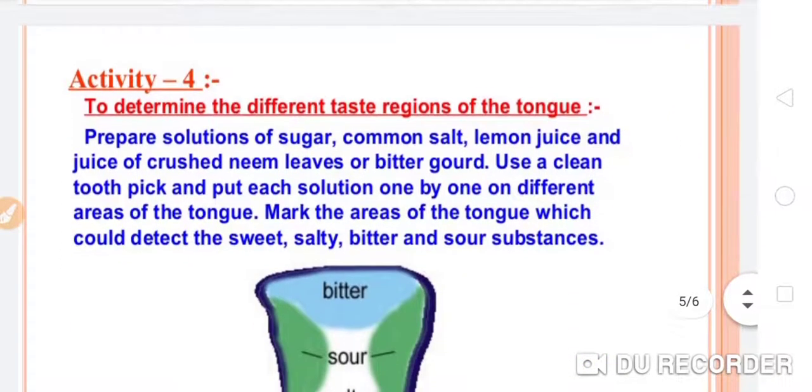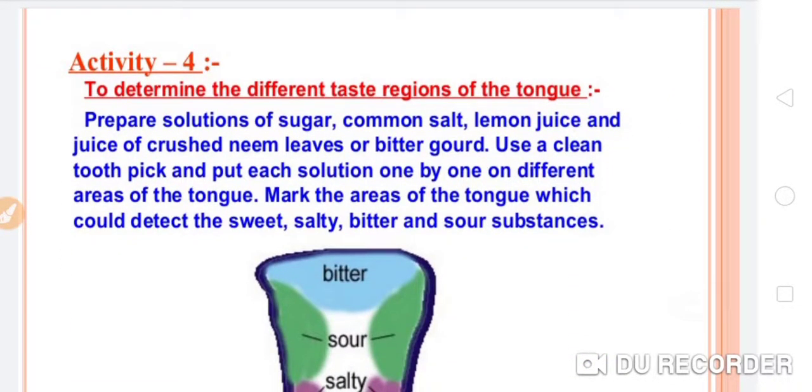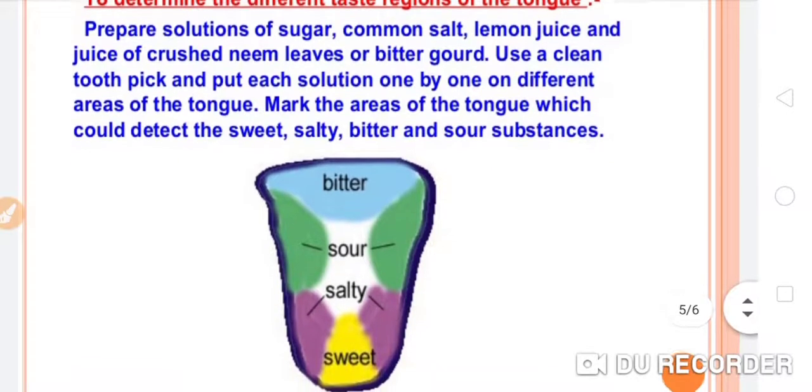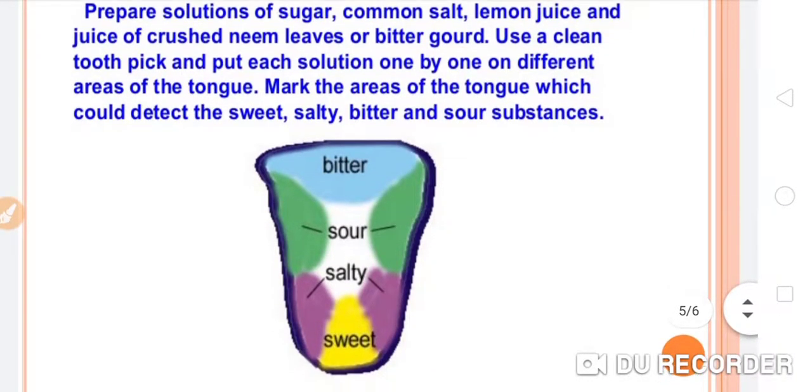Now come to the fourth activity. To determine the different taste regions of the tongue. So let's see. We have to prepare solutions, and the solutions will be sugar, common salt, lemon juice and juice of crushed neem leaves or bitter gourd. Use a clean toothpick and put each solution one by one on different areas of the tongue. Mark the areas of the tongue which could detect the sweet, salty, bitter and sour substances.